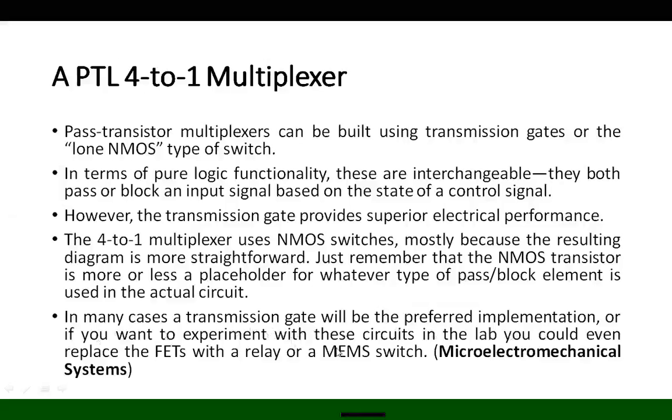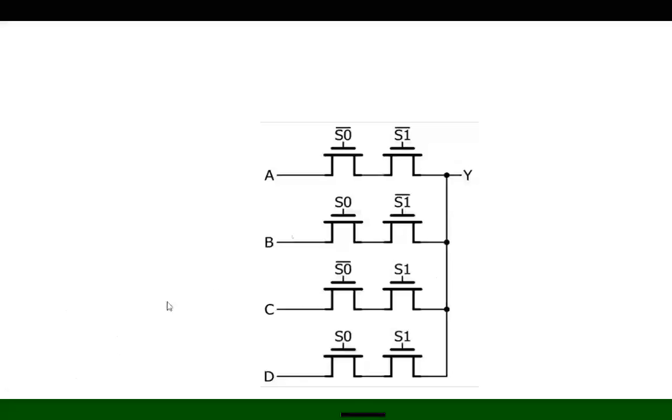If you want to experiment with these circuits in the lab, you could even replace them with FETs. I have just put up this point so that you will know what to replace. So what am I telling here? Instead of using your NMOS or MOS transistors here, you can replace them with FETs, field effect transistors, and you can try and understand what kind of outputs you are going to get. So A, B, C, D are going to be our inputs, and 0, 0, 0.